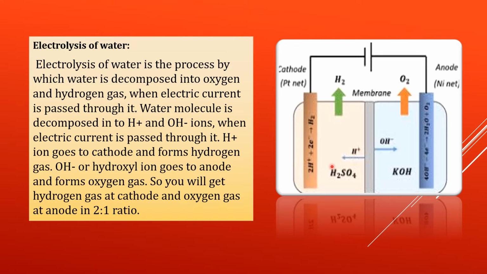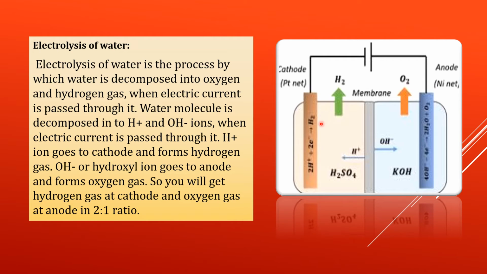Okay, now let's see the diagram. This is the cathode, this is the anode. So the H+ ion, after dissociation of a water molecule, obviously acidic water has been taken, because as all of you know, pure water doesn't conduct electricity. So the H+ ion or cation goes to the cathode. After that this reaction happens. Now you see H+ is an ion.